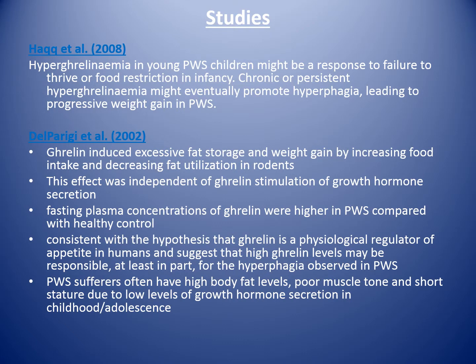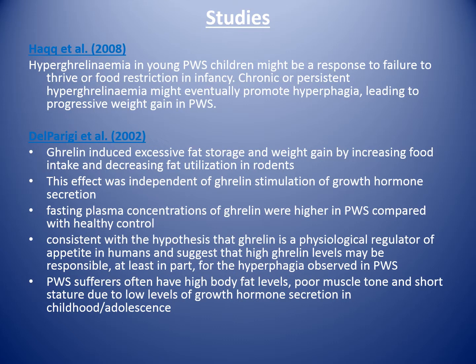There have been a number of studies of the role of ghrelin in Prader-Willi syndrome. A couple are mentioned here. Haqq and associates found that excessive levels of ghrelin in young Prader-Willi syndrome patients may be a response to failure to thrive or food restriction in infancy. As we know, ghrelin is secreted when we're in a fasting state. Children, when they first present with this as babies, cannot feed because of hypotonia, so they are in a chronic and persistent fasting state. This can eventually lead to hyperphagia, which is excessive overeating, and that can lead to progressive weight gain.